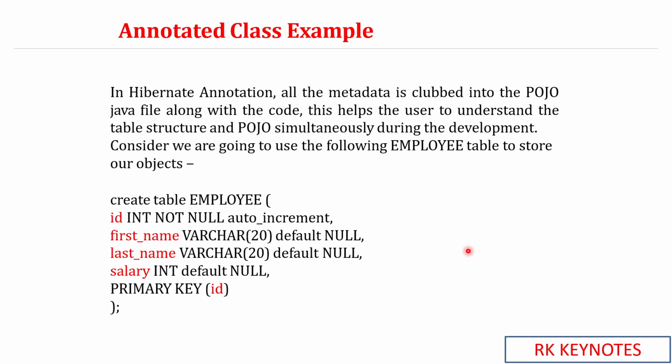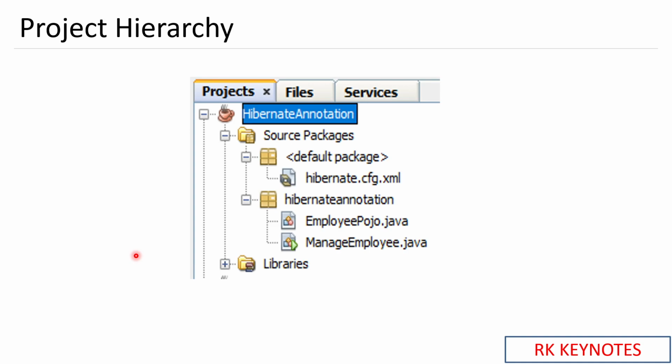So now let's dive into the demonstration. I'm going to create this table with 4 columns. You can see that the table name is employee, and I have set the ID column as auto increment, and the ID is the primary key as well. Then I have first name, last name, and salary. So this is my project setup. You can see that I don't have a Hibernate mapping file. I have only the CFG file. Now this is my Pojo class, and this is my main class.